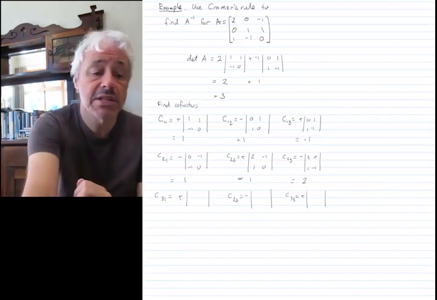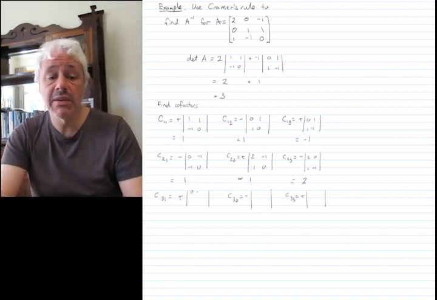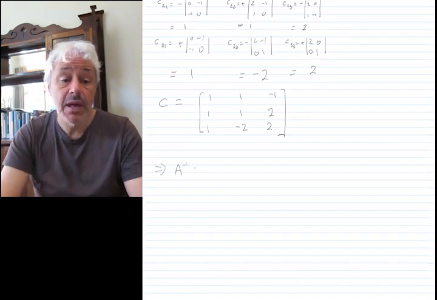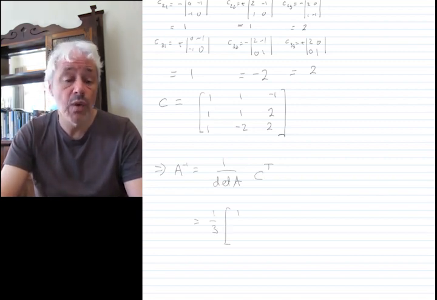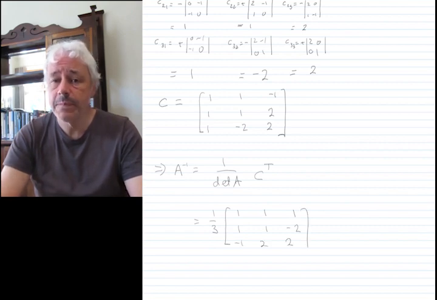I get the matrix of cofactors. It's 1, 1, negative 1, 1, 1, 2, 1, negative 1, 2. And then I take the transpose of that matrix, giving me A inverse is a third, that's the 1 over the determinant part, times 1, 1, 1, 1, 1, negative 2, negative 1, 2, 2.